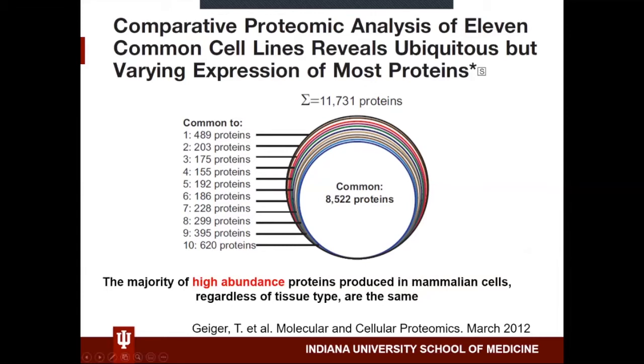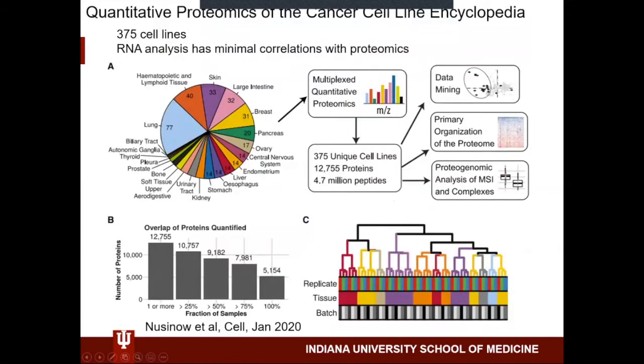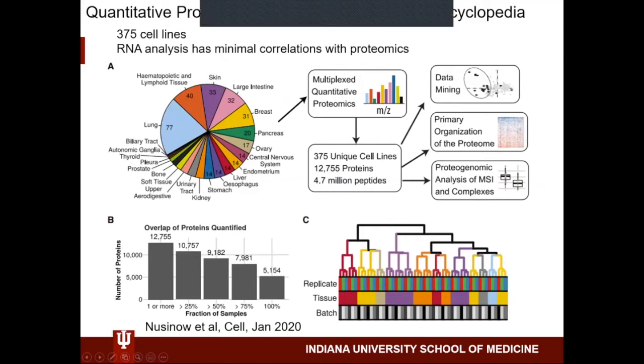There's been a more recent January 2020 paper looking at 375 cell lines, just incredible. They looked at RNA analysis and proteomics analysis as the quantitative proteomics of the cancer cell line. And they found that there's minimal correlation with RNA analysis, and that's something that you should definitely think of when designing your experiment. If you just do RNA, you might see changes that don't correlate to actual protein level changes in the cell. Also wanted to point out again this overlap of proteins quantified.